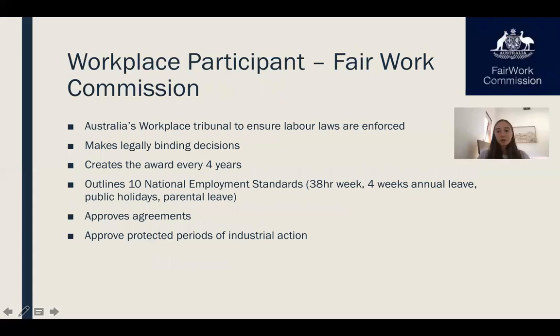The next type of workplace participant is the Fair Work Commission. We've spoken about the Fair Work Commission quite a lot, but just to reiterate, the Fair Work Commission is Australia's workplace tribunal to ensure that employment and labour laws are enforced. Remember, the Fair Work Commission creates the award every 4 years, and they outline the 10 national employment standards that both the agreement and award have to adhere to, things like 4 weeks of annual leave, public holidays, penalty rates, all those kinds of things.